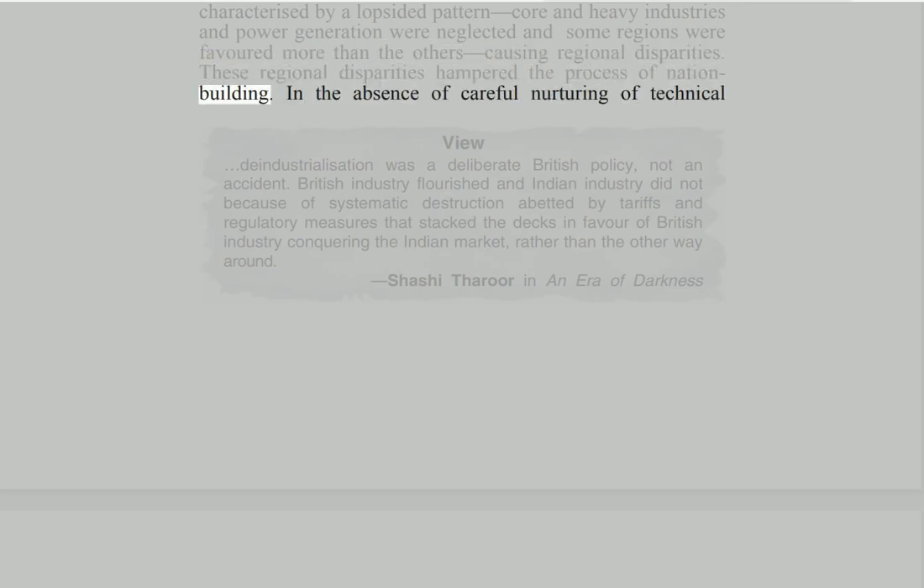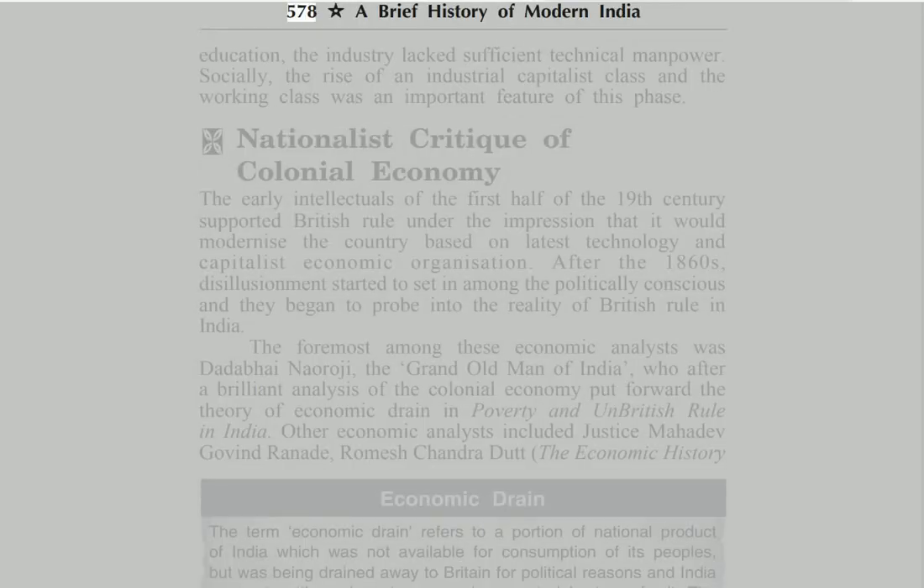Deindustrialization was a deliberate British policy, not an accident. British industry flourished and Indian industry did not because of systematic destruction abetted by tariffs and regulatory measures that stacked the decks in favor of British industry conquering the Indian market, rather than the other way around. Shashi Tharoor, An Era of Darkness.